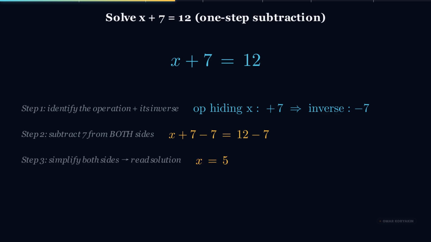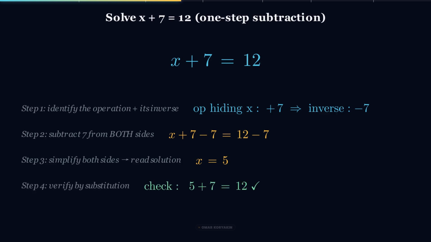Step 3. Read off the solution. The equation x equals 5 is in the goal form: variable on one side, specific number on the other side. The solution is x equals 5, the unique number that makes the original equation true.